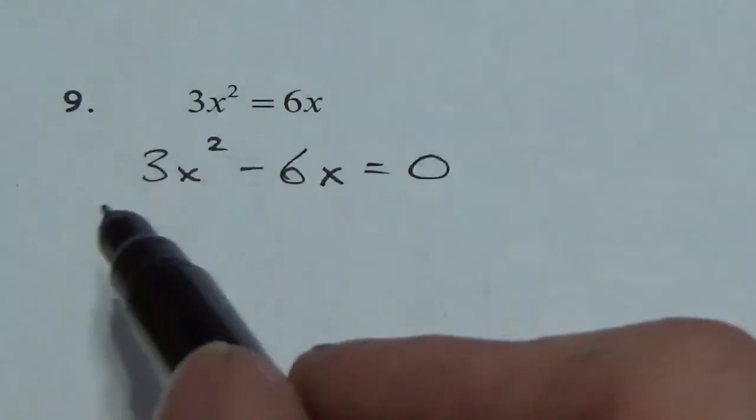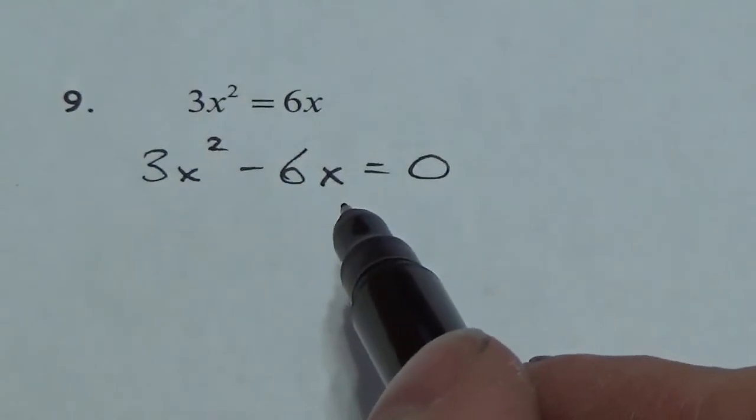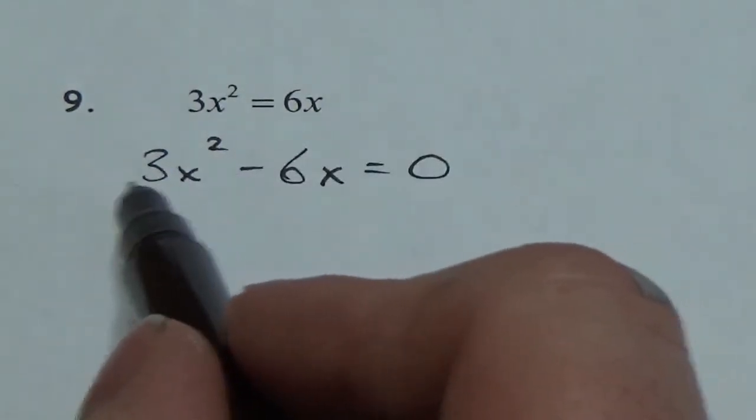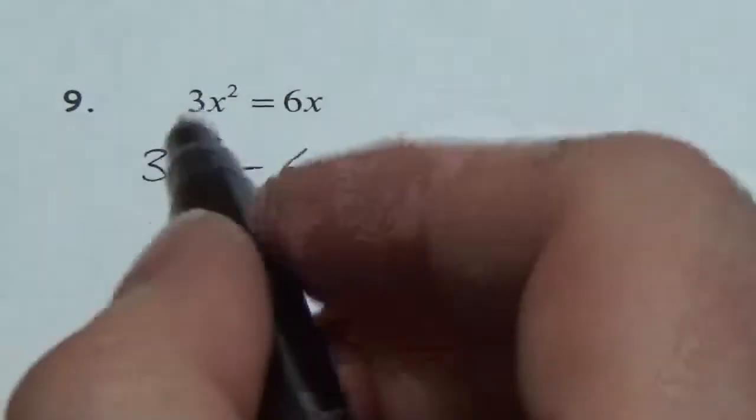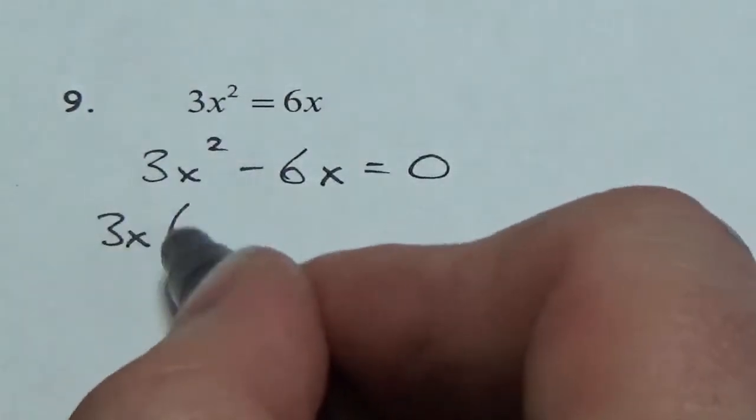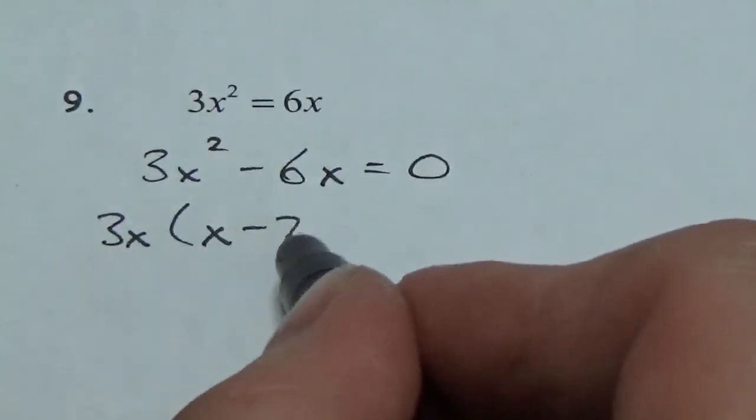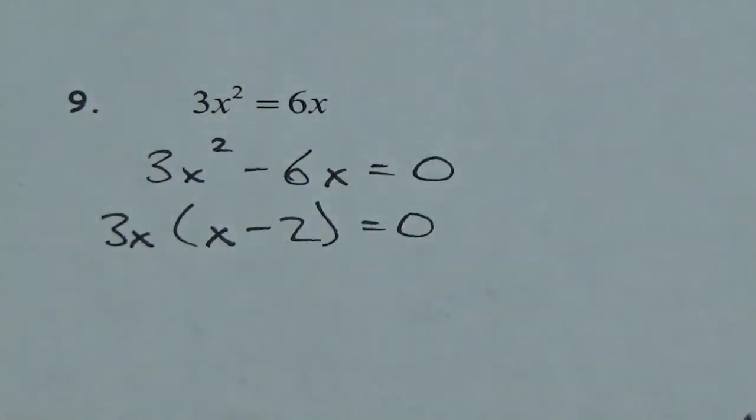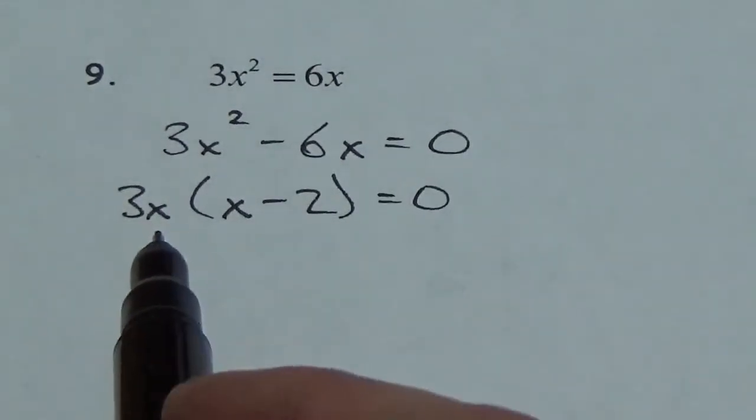I've only got two terms, so I might be tempted to think that this is a difference of squares, but the first thing I should always look for here is common factors. And I've got a 3x there, so I can factor a 3x out. And that's going to leave me with x minus 2. And so now I've got these two factors, well actually I've got three factors here really multiplied together.